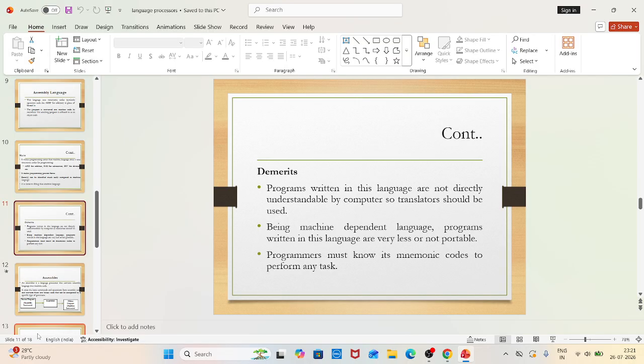Disadvantages. Programs written in this language are not directly understandable by computer. So a translator should be used. Being a machine-dependent language, programs written in this language are very less portable or not portable. Programmers must know its mnemonic codes to perform any task.